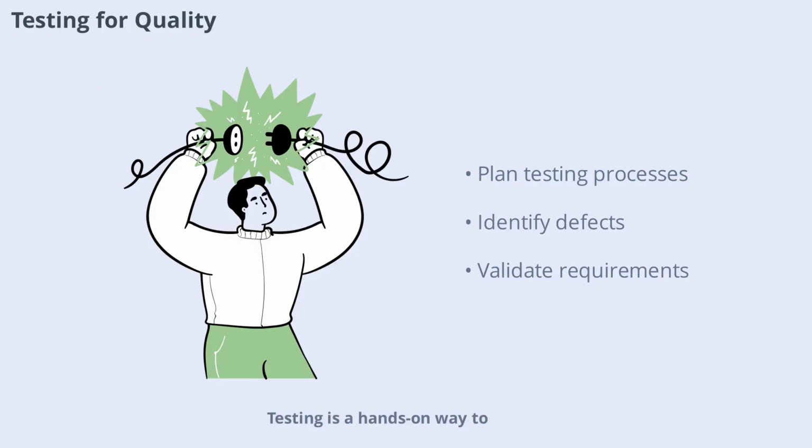Testing is a hands-on way to verify that project deliverables meet quality standards. This could include functional testing, performance testing, or user acceptance testing, depending on the project type. Testing helps identify defects, validate requirements, and ensure the final product is fit for purpose. A well-planned testing process is key to delivering high-quality results.